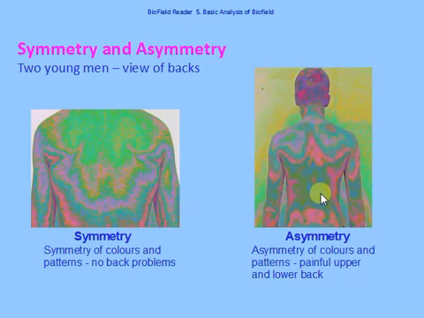On the right we've got an example of an asymmetric field. This young man had painful upper and lower back, and we can see asymmetry here in this area, here, and also something interesting going on here. Maybe on palpation there might be some tight muscle bands.